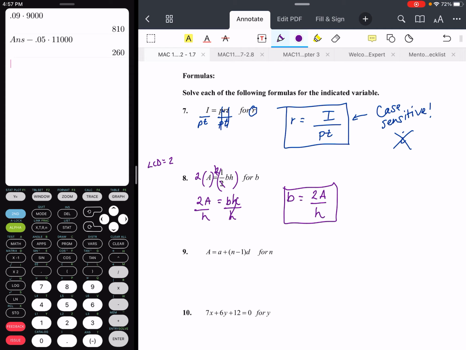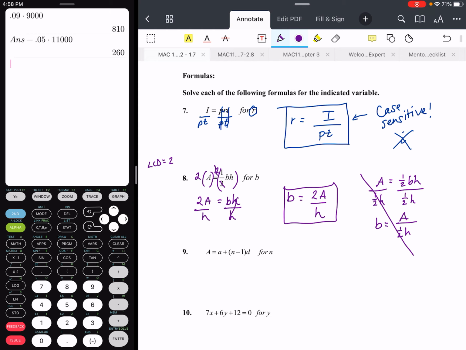Now I just want to point out, a lot of people when they're looking at A equals 1/2 BH, solve for B, might say, oh, okay, I'll just divide by 1/2 H. And then they get B equals A over 1/2 H. Now, while mathematically that's equivalent to the answer that I got, this isn't in simplified form. We've got a complex fraction, right? We've got a fraction inside a bigger fraction. It doesn't look good. So just be aware that this is not simplified form. That's why I recommend that you clear fractions first.